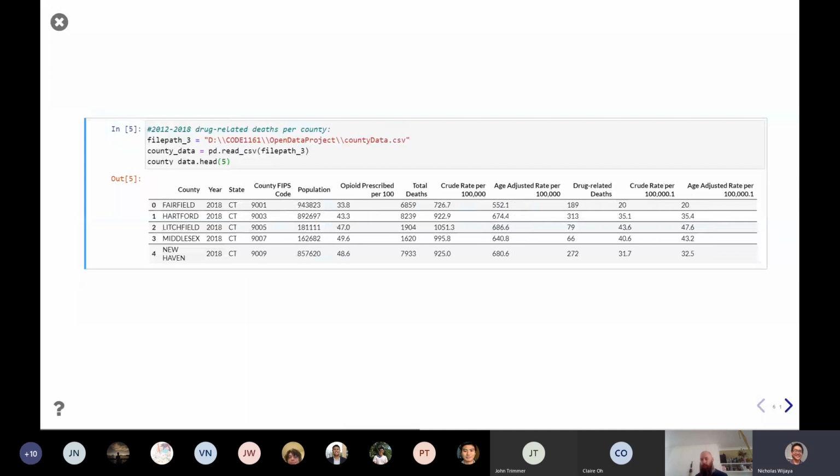This one is a little bit more of an overview about the total deaths, the mortality rate, and also I inserted the opioid prescribed per 100 because I'm interested in seeing how the prescription of opioid affects the number of overdoses in Connecticut.